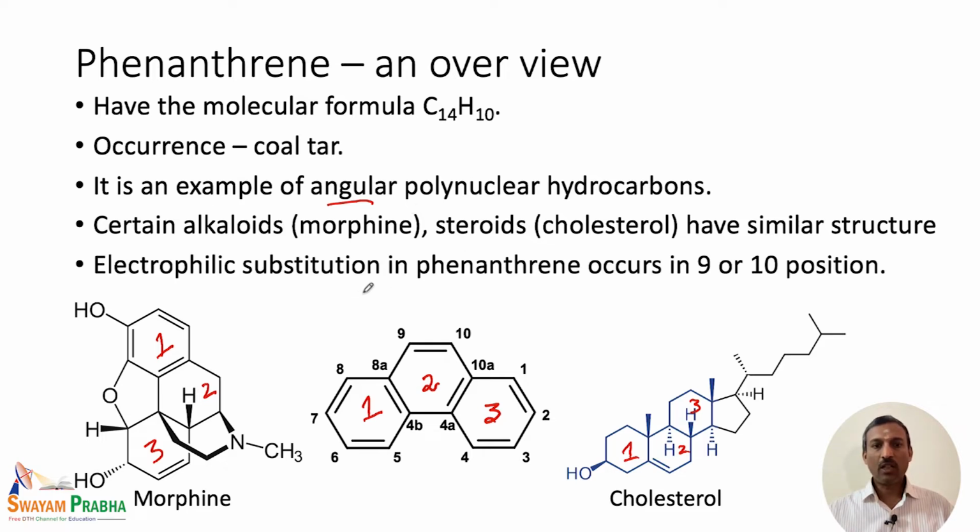And when we look at electrophilic substitution, phenanthrene undergoes electrophilic substitution at position 9 and position 10. So, these positions 9 and 10 are the 2 places where electrophilic substitution generally occurs.